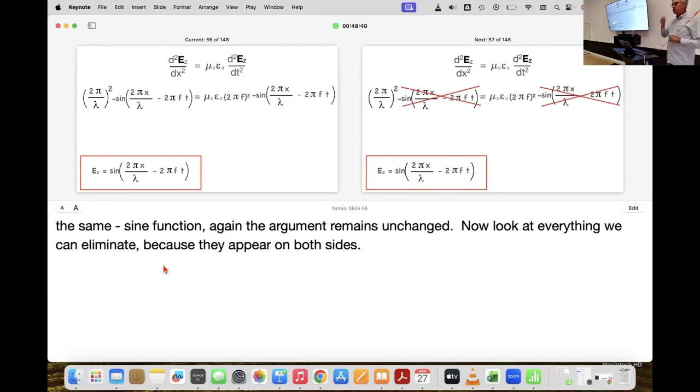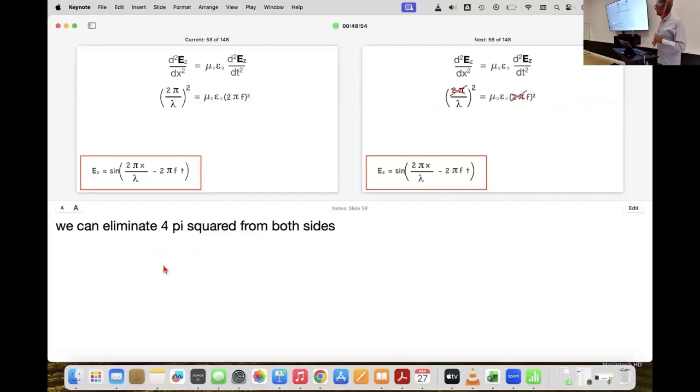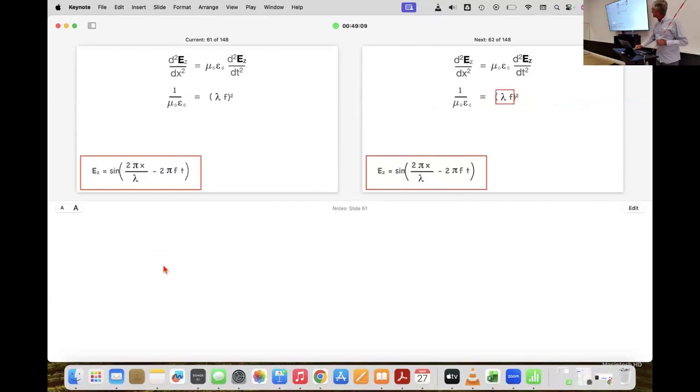So look what we can do now. We've got things that we can cancel out on both sides of the equation. This is where the beauty comes in. You can cancel out the sine functions entirely. They're the same on both sides. And you can cancel out 4 pi squared on both sides. And you're left with 1 over the wavelength squared equals those two constants times the frequency squared. Do a little rearranging, and you get this.